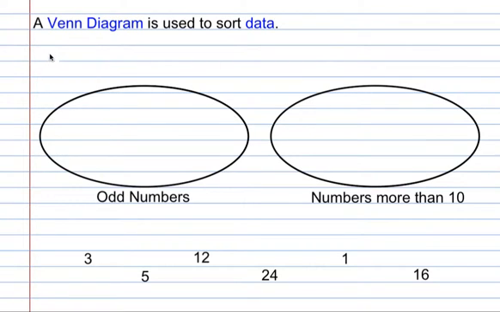Now before we go into the details, what I would like you to do is to have a look at the two circles here. The two curves. This one here represents odd numbers. This one here represents numbers more than 10. And I'd like you to decide where you would put all of these numbers below. Which closed curve would you put them into? So you can take a minute now to pause the video and try and do that.